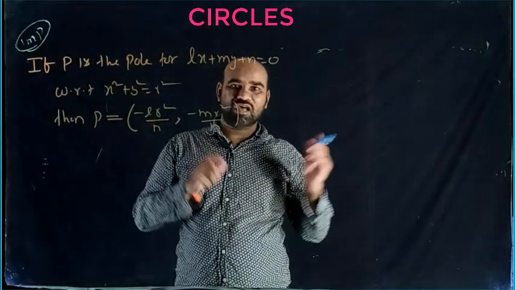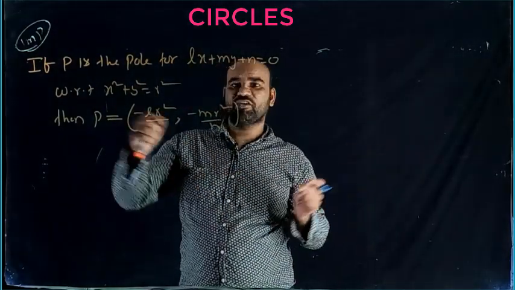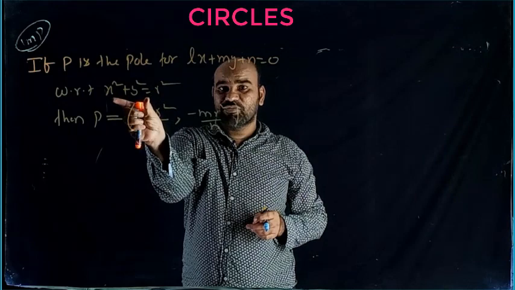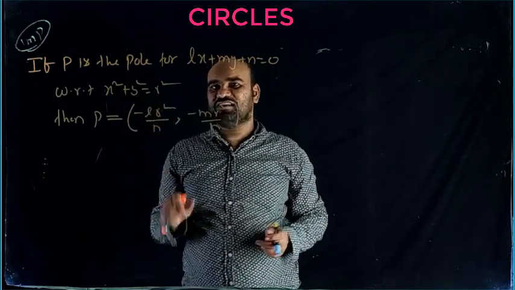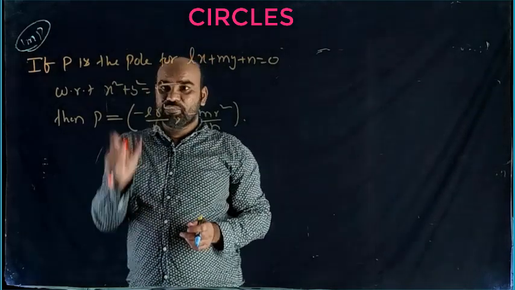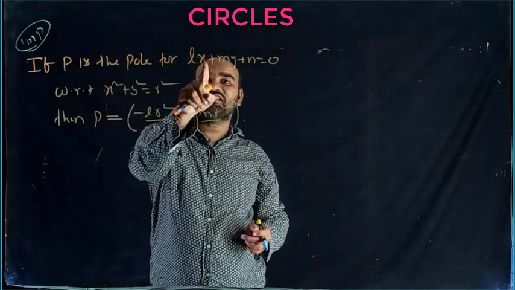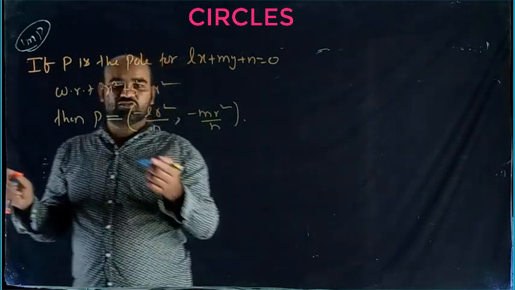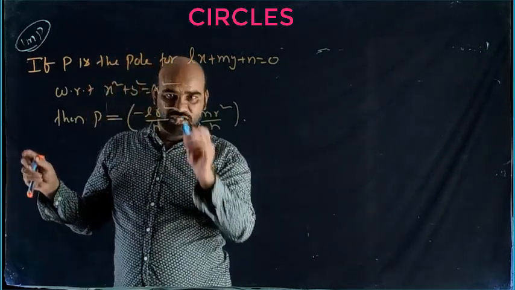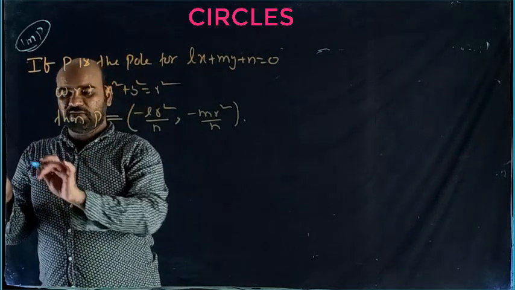Finding the pole now. Polar is given, circle equation is given. Now you want to find the pole. The circle equation is the basic circle, not a general circle. That is the second case. The first case is the general circle. Basic circle is given and polar is given, you want to find the pole. We want to show this. Interesting, here is the proof for this.